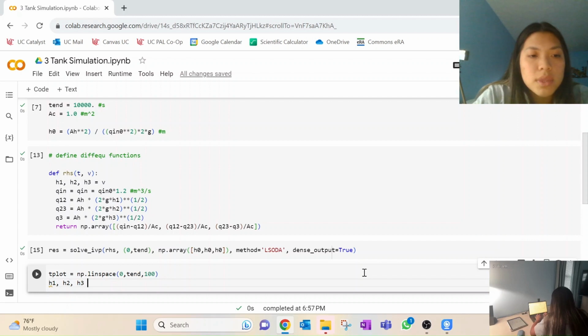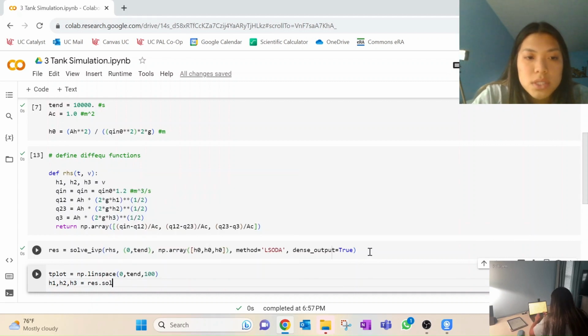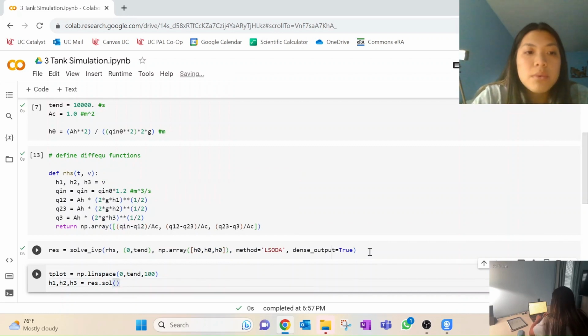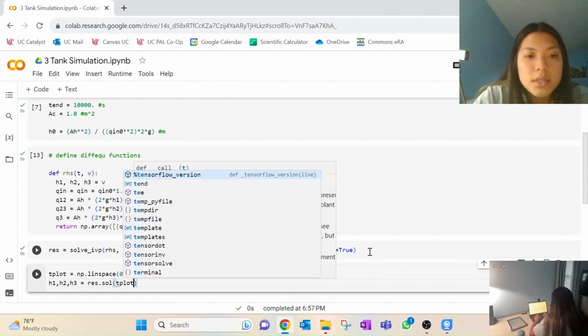And the important thing about this is to order it the same. So like when I initially defined it, I put h1, h2, h3 equals v. If I were to put h2, h3, h1 now for whatever reason, it wouldn't be the correct height to the correct tank. And so this is going to be the solve IVP that we defined as res earlier. And we just want the solution, so we're just going to do dot sol, so it's just going to call that specific place. And we need to give it a time, so we want to go for the time plot.